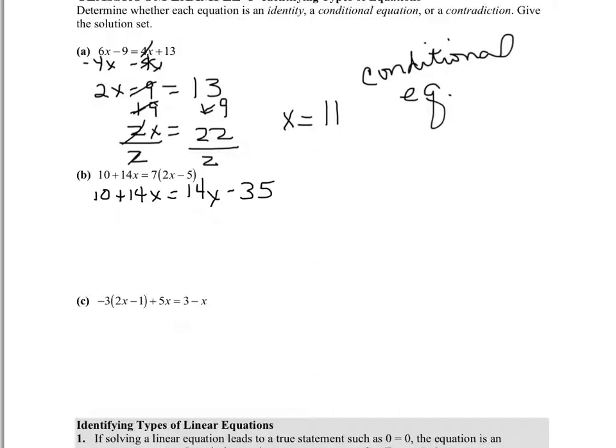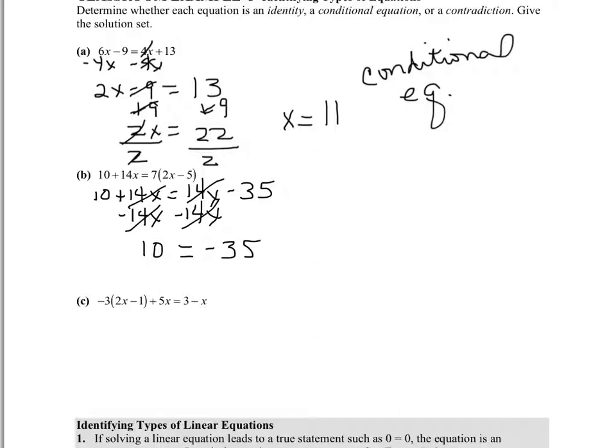Now when I get ready to put these x terms together, I happen to notice it's 14x on each side. So if I subtract 14x, what happens is the x's cancel on both sides. And many times students get a little freaked out here and they aren't sure what that means. What it means is I am left with 10 on the left equals negative 35.